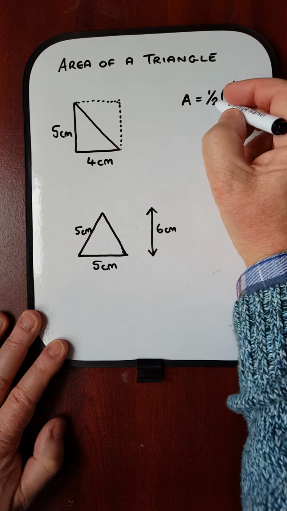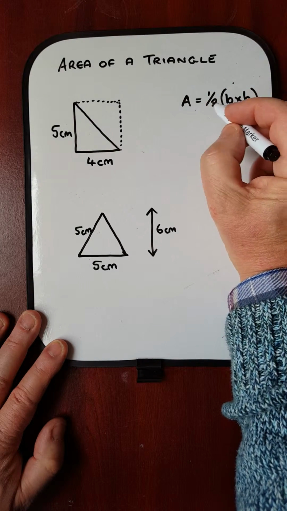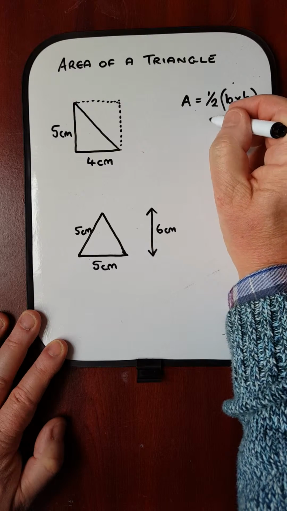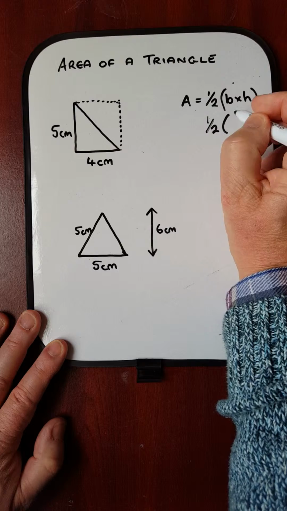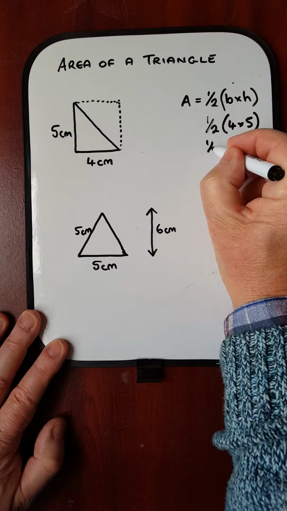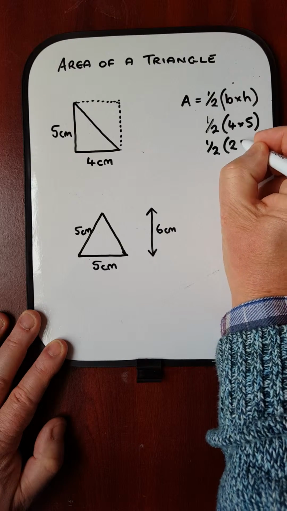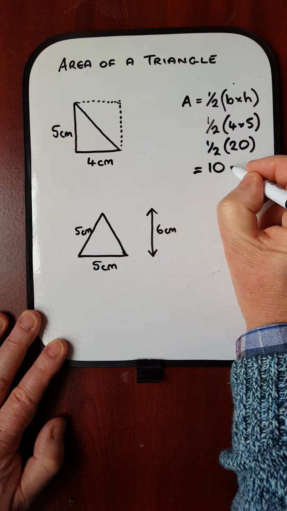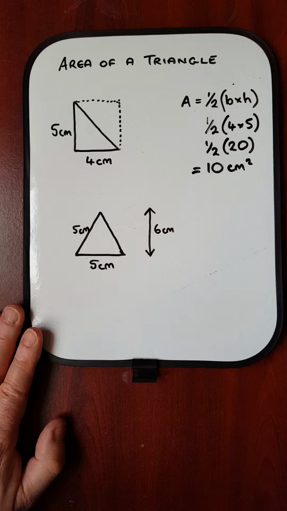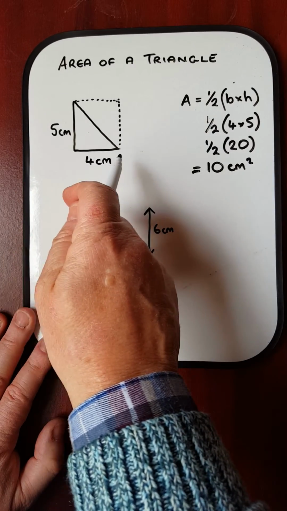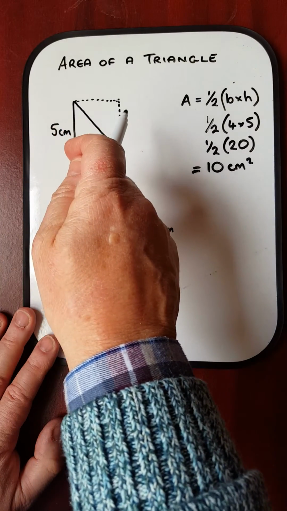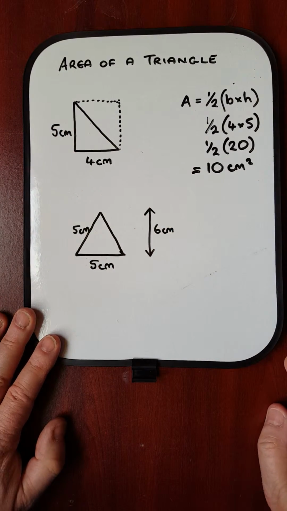And so the formula is that the area of a triangle is half of the base times the height. So that means it's half of 4, which is the base, times 5, which is the height, which means it's half of 20, which means it's 10. It's still square centimetres, that's not changed. Okay, so we've got the base in full, we've got the height in full, but if we just multiplied them together, we would have the area of a rectangle, so we must remember to split it in half.